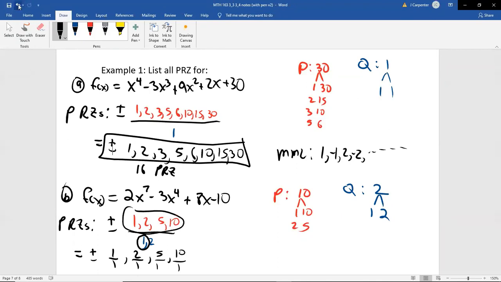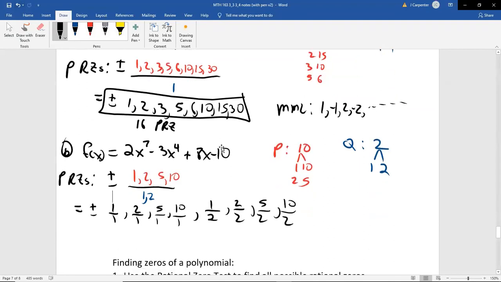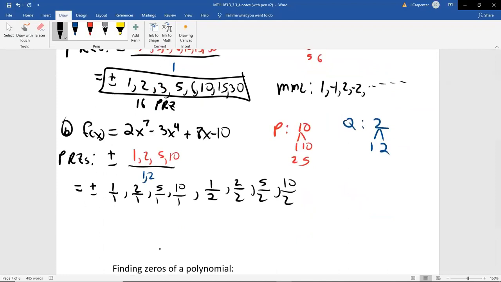Now I need to do the same thing with the 2 in the bottom. So use all of the red numbers, the 1, 2, 5, and 10, but now over the 2 instead. So a half, 2 halves, 5 halves, and 10 halves. Now some of those are reducible. Well, most of them are reducible more specifically. That's plus or minus 1, 2, 5, and 10.